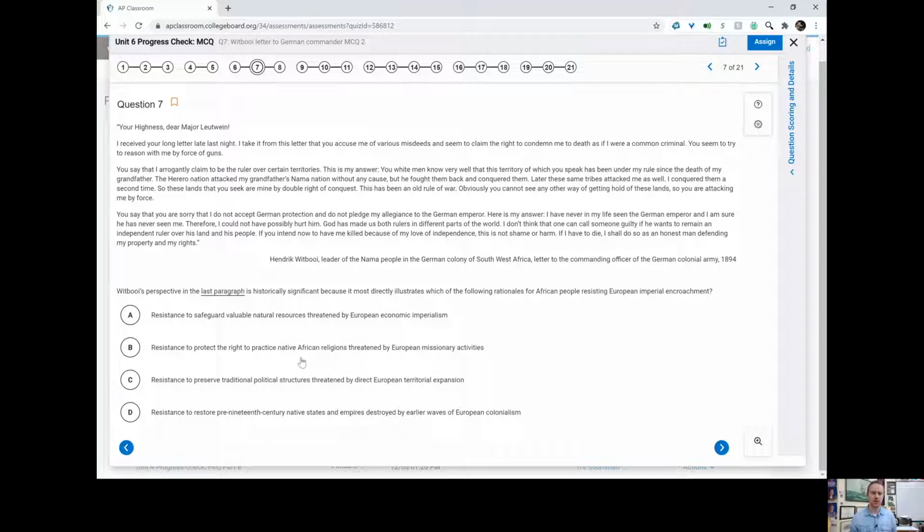A, resistance to safeguard valuable natural resources threatened by European economic imperialism. Maybe. There were some resources. There was some rubber, some diamonds, some gold. Okay, cool. B, resistance to protect the right to practice native African religions threatened by European missionary activities. Okay, there were some Christian missionaries that went in there. Sure, there were some native African religions. There was also Islam there for centuries.